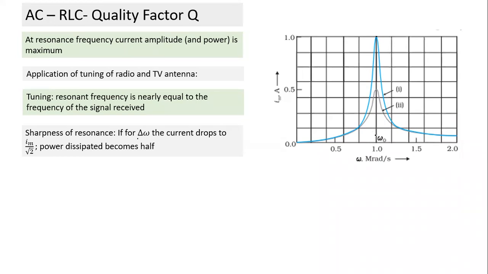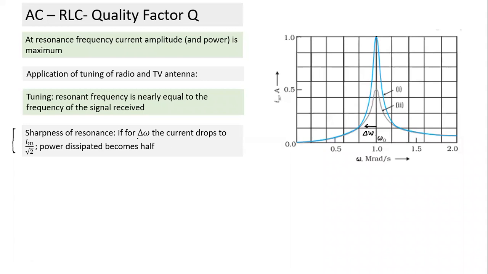If I change this frequency by some amount, delta W, this delta W is a specific value. Delta W is the change in frequency so that the current drops to 1 by root 2 times the maximum current, or the power becomes half. Is this statement understood? What is delta W for any circuit? Delta W is the change in frequency from the resonance frequency so that the power becomes half. Since the power is proportional to current squared, the current should become 1 by root 2.